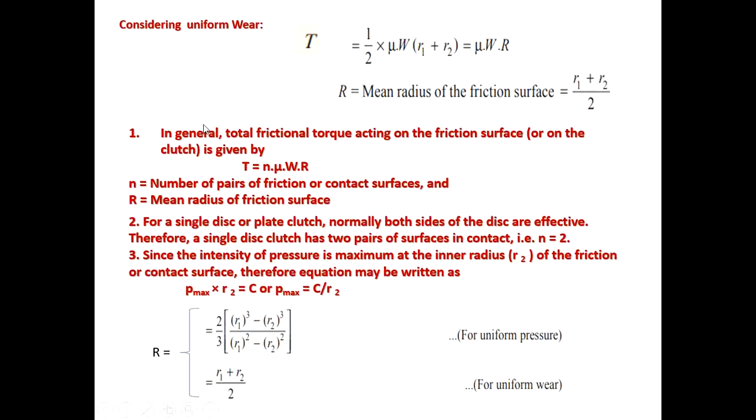So in general we can write it in a simple form. Before that, we'll see some other points. First, in general, the total frictional torque acting on the surface can be given by T equals N into μ into W into R, where N is the number of pairs of friction contact surfaces. By default, N will be equal to 2 for a single plate clutch, and for a multi-plate clutch we have a separate equation. And here capital R is the mean radius of the friction surface.